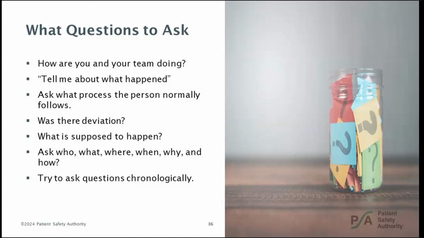Then you want to start with some broad, open-ended questions about, tell me about what happened, followed by what normally happens. Was there any deviation? This is important to get a global perspective on what is going on, and it can also help to identify any type of drift. Next, find out what's supposed to happen.